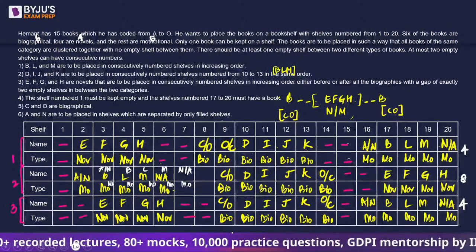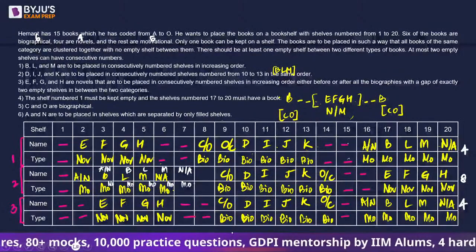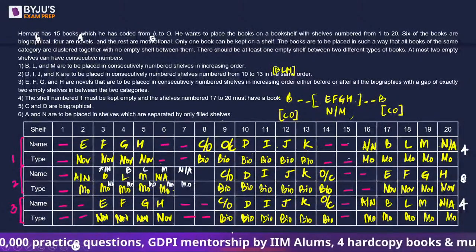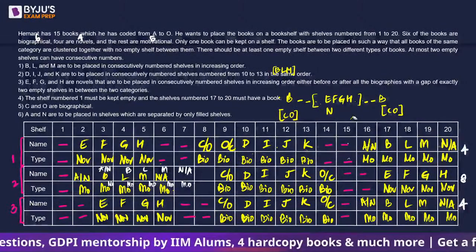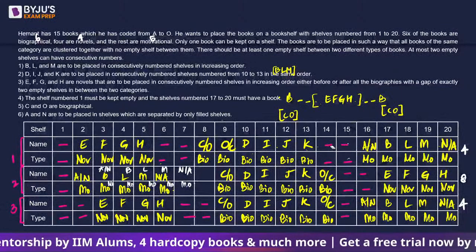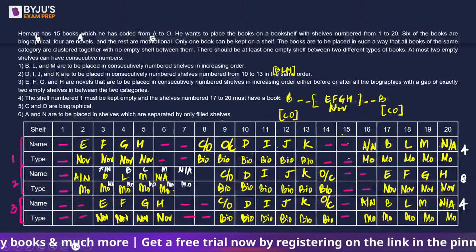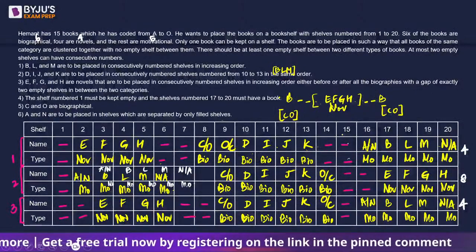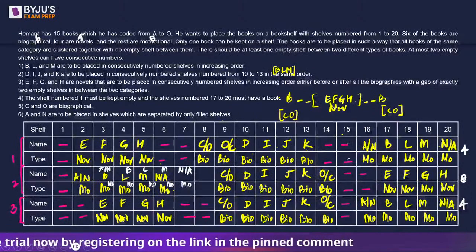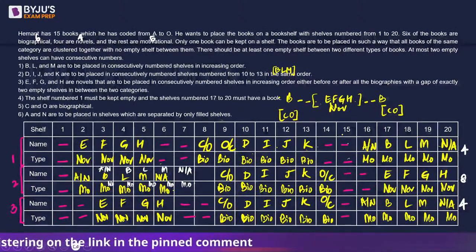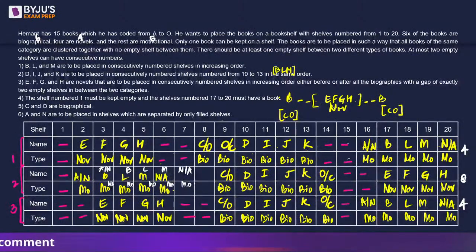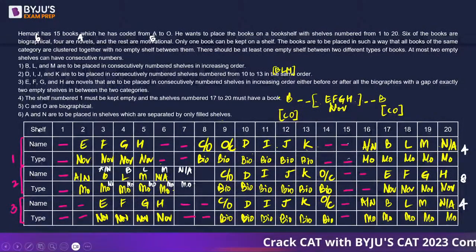Okay, the 3rd statement says EFGH are novels and they are to be placed consecutive number shelves in increasing order, either before or after all the biographies, with a gap of exactly 2 empty shelves in between the 2 categories. So we already knew novels. ये तो हमें ऐसे भी पता चल गया कि ये novels ही थे. Right? So it's about novels and biographies that there is a gap of 2 empty shelves. We do not have more than that. Or koi case, any more scenario?